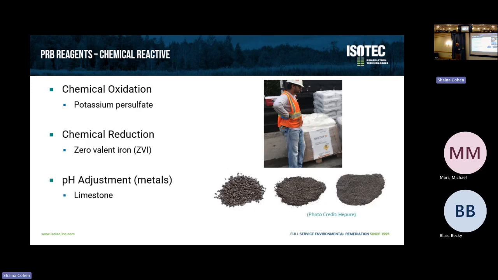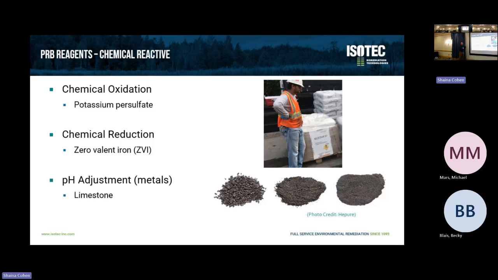There are chemically reactive reagents. For an example of chemical oxidation, Brad talked about potassium persulfate earlier. This is one of the longer lasting oxidants. It's a version of persulfate that has lower solubility and can persist within a barrier for maybe 1 year at the shortest, but I've seen 2 to 3 years, which is nice to have a long lasting oxidation barrier. Typically chemical oxidants are shorter lived, so to be able to have a persulfate reactive barrier is a great tool in the toolbox.